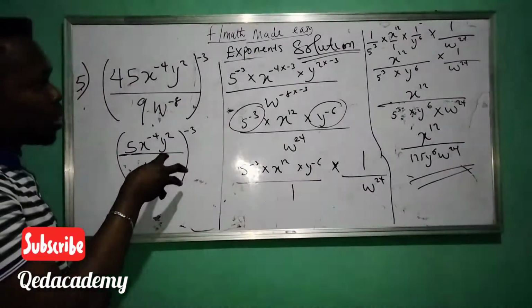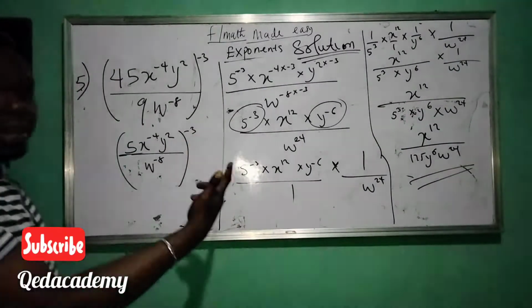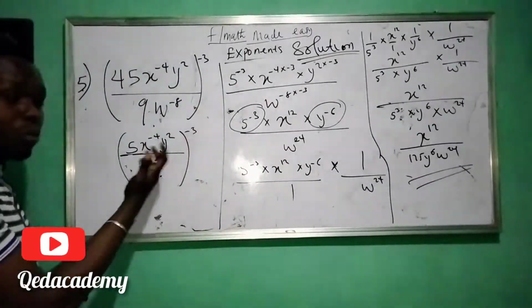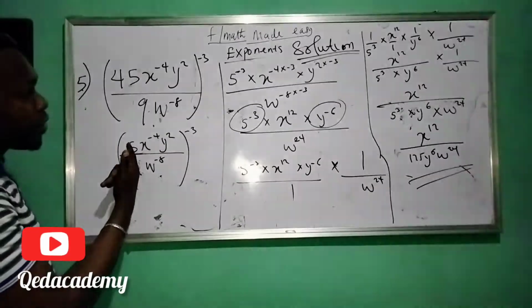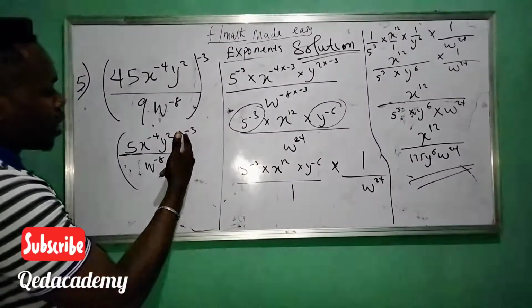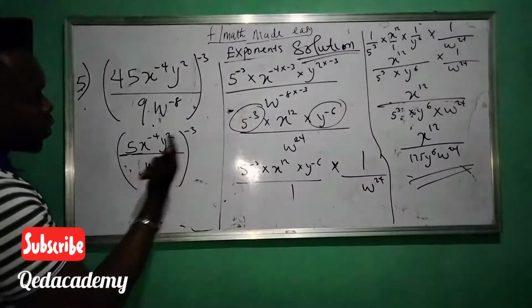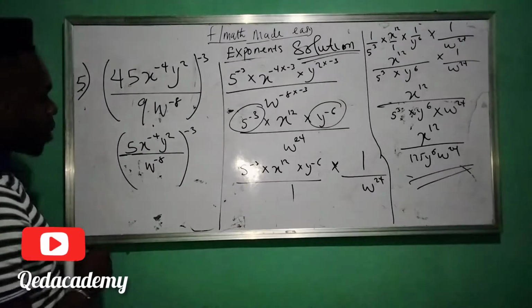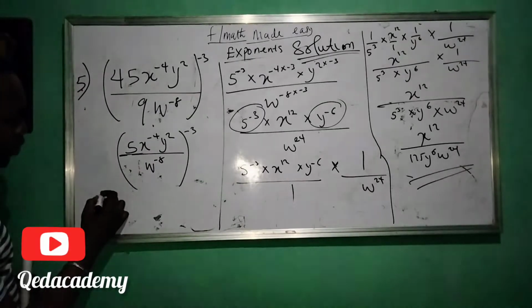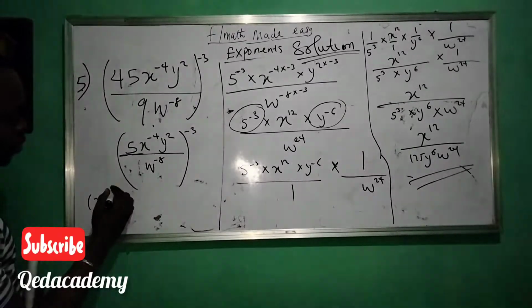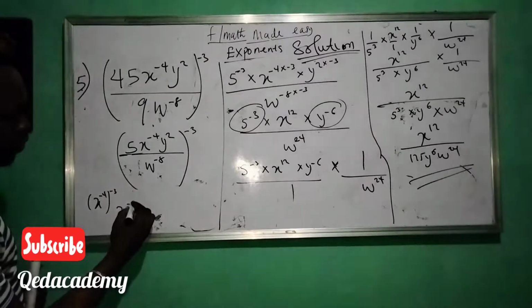So what did I do? I quickly took that effect. I multiplied the minus 3 as an index to all the indices of what you have here. So we have 5 raised to power minus 3 for this. Then minus 2 times minus 4, applying the rule that we talked about, minus 4 into 3. So that becomes x raised to power minus 4 times minus 3.